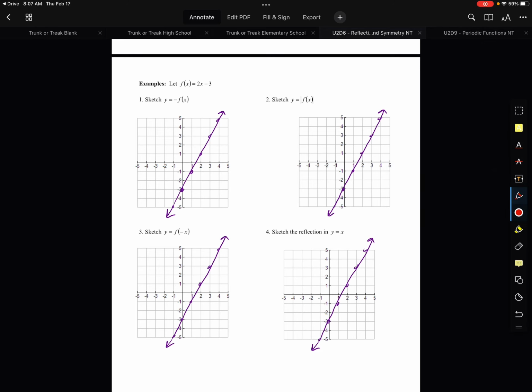All right, so a negative flip, right? The negative flip on the outside is a flip over the x-axis. So what happens? All of the x values stay the same, the y values change. So if we have 0, negative 3, now we have 0, 3. If we have 1, negative 1, we get 1, 1. If we have 2, 1, we have 2, negative 1. 3, 3, 3, negative 3. 4, 5, 4, negative 5. Oh, forgot one. Negative 1, negative 5, negative 1, 5. There's our flip over the x-axis.